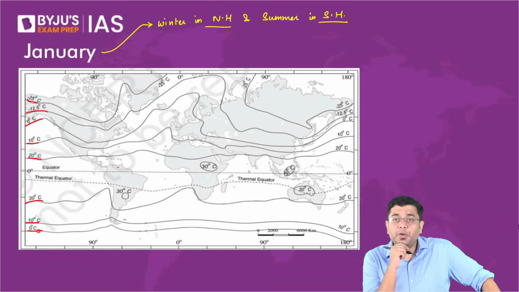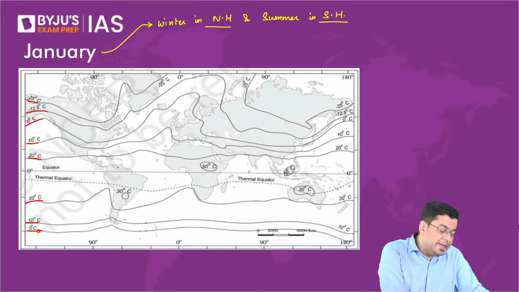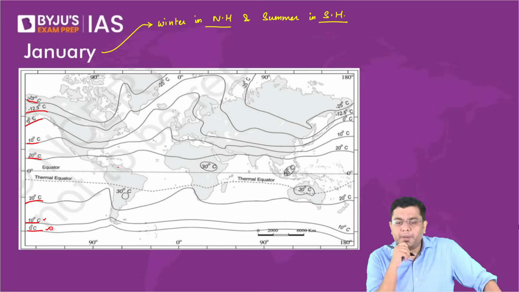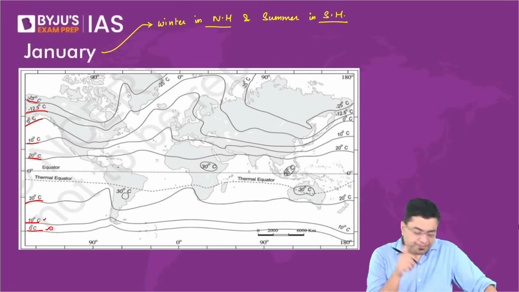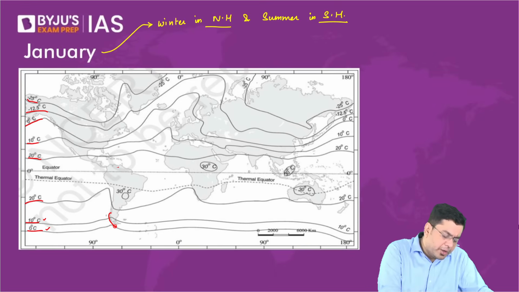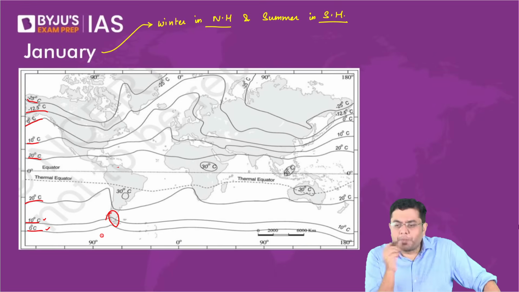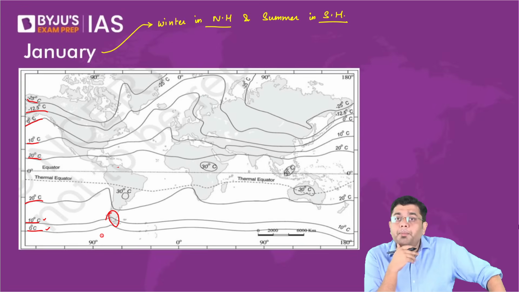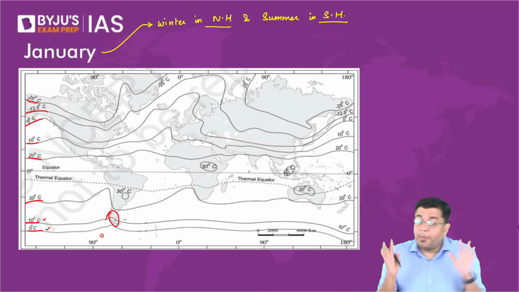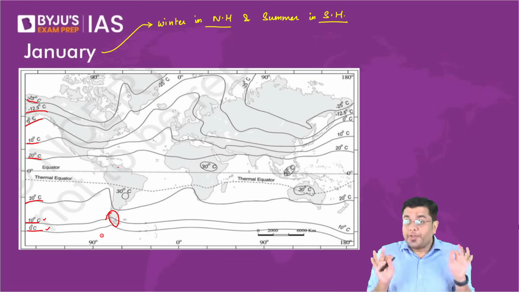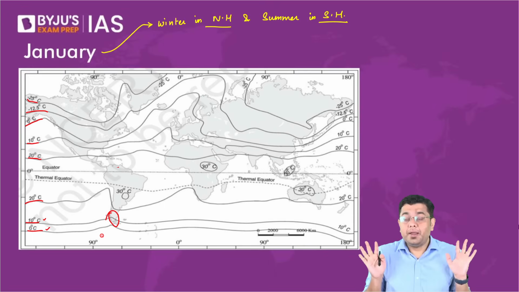Okay. Now, when you take a look at the 10 degree C and the 0 degree C isotherm, they will appear to be almost parallel to each other. Other than this particular portion, they are almost parallel to each other. Why? Because they move through the oceanic regions. These represent the oceanic areas. The southern hemisphere in general is dominated by water. Northern hemisphere is dominated by land.